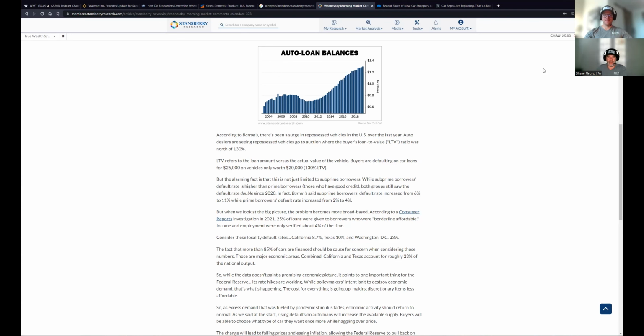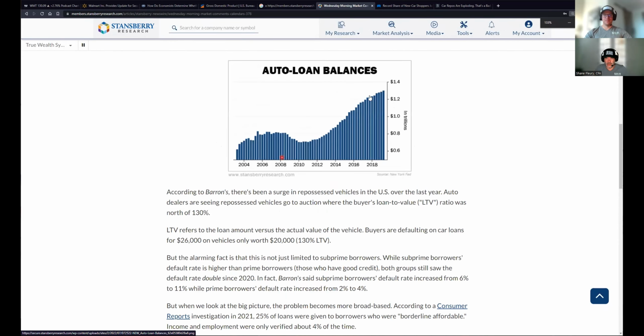Yep. So one thing that I see in the economy that leads me to believe we're probably still not totally out of the woods yet is that auto loan balances have skyrocketed. They're just huge, and that's partly due to the fact that cars have increased in price so much. But check this out. According to Barron's, there's been a surge in repossessed vehicles over the last year. Auto dealers are seeing repossessed vehicles go to auction where the buyer's loan to value is north of 130%. So that means the car is worth less than the loan. You borrowed more money than it would take to just leave the keys in it and go rebuy the car somewhere.